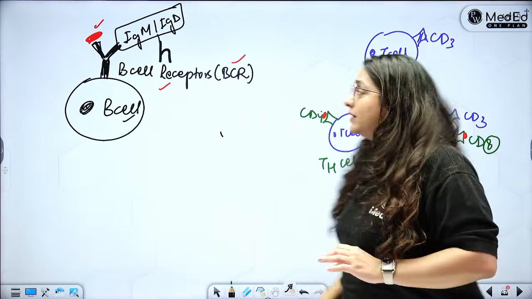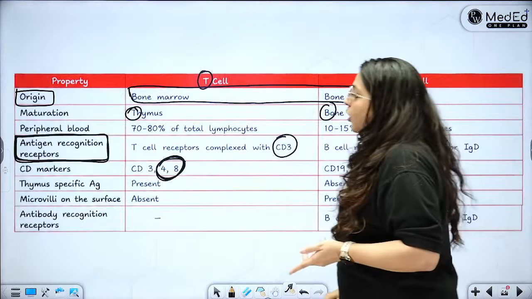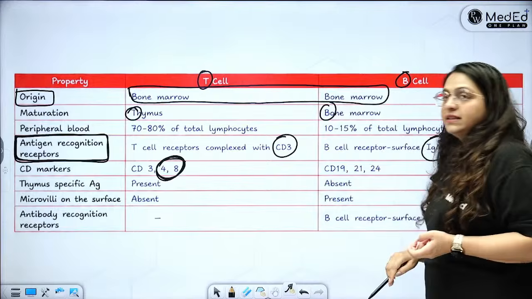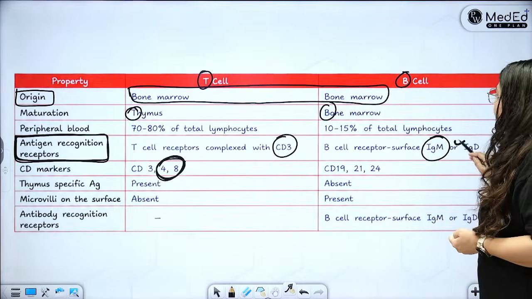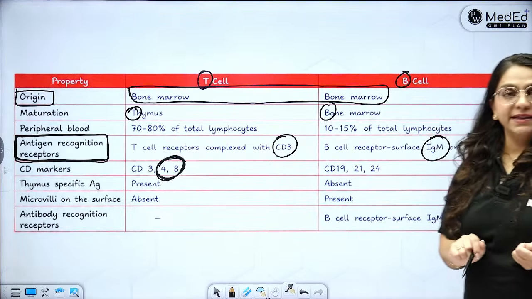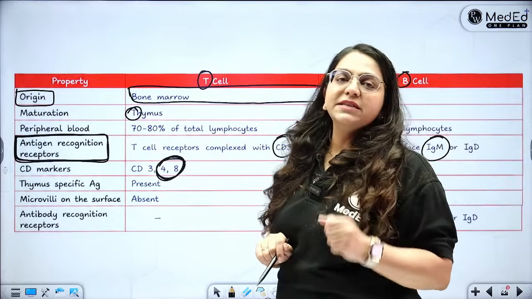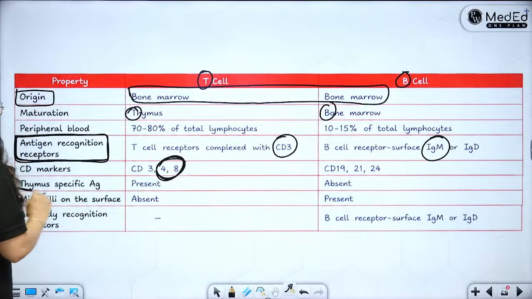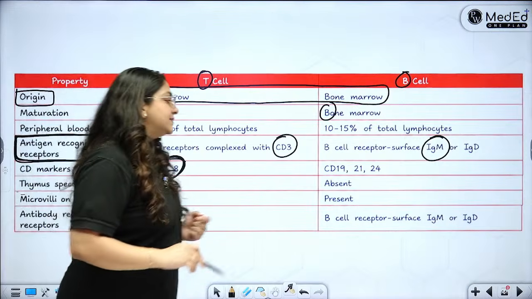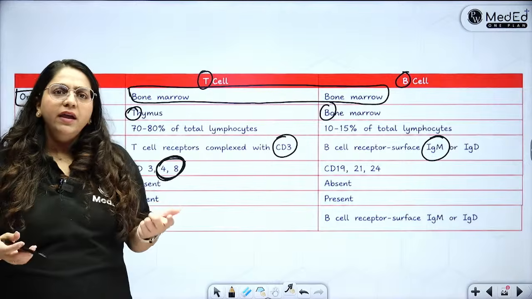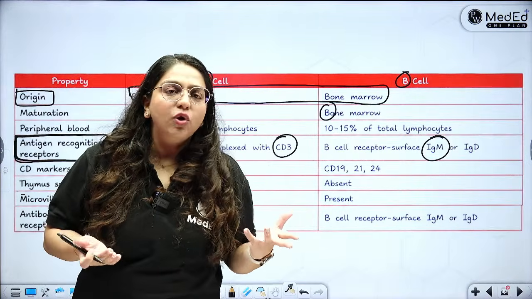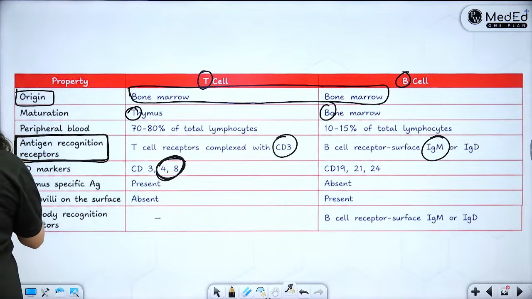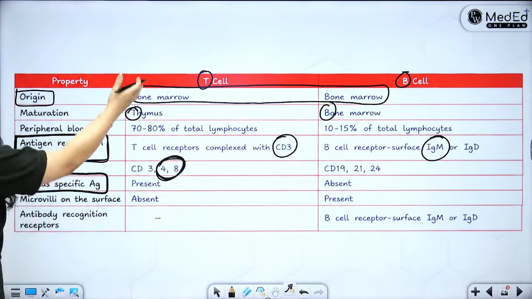Alright, so same thing is written over there. What is the CD marker? CD3, 4 and 8. What is the receptor? CD3 in a T cell. IgM or IgD is the receptor on the B cell. It also has some CD molecules such as CD19, 21 or 24. Thymus specific antigens are present in the T cells, they are absent in the B cells. Why? Because it is only the T cell which has gone and matured in the thymus, the B cell has not matured in the thymus. That is why thymus specific antigen is only present inside a T cell.